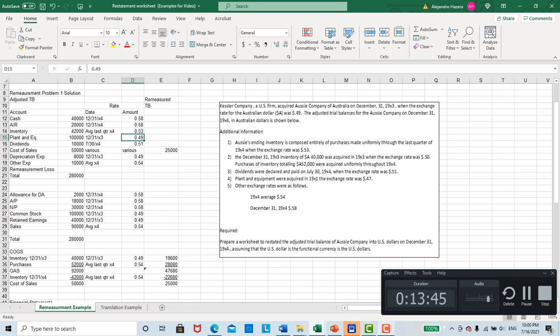I'm reading from right here, by the way, where the pointer is. I should have made that 53, and this should be 53 also. I'm just looking at this purchase, the average for the last quarter, purchases.